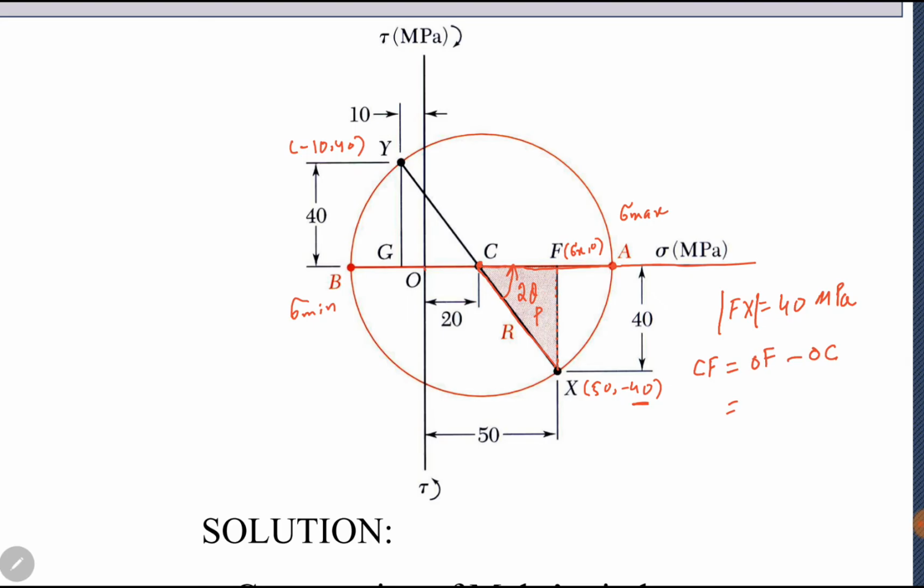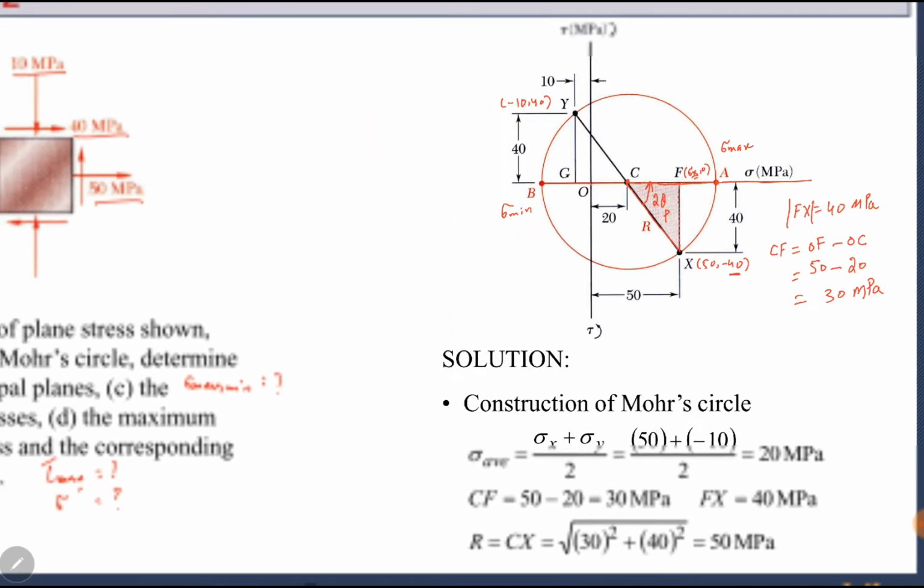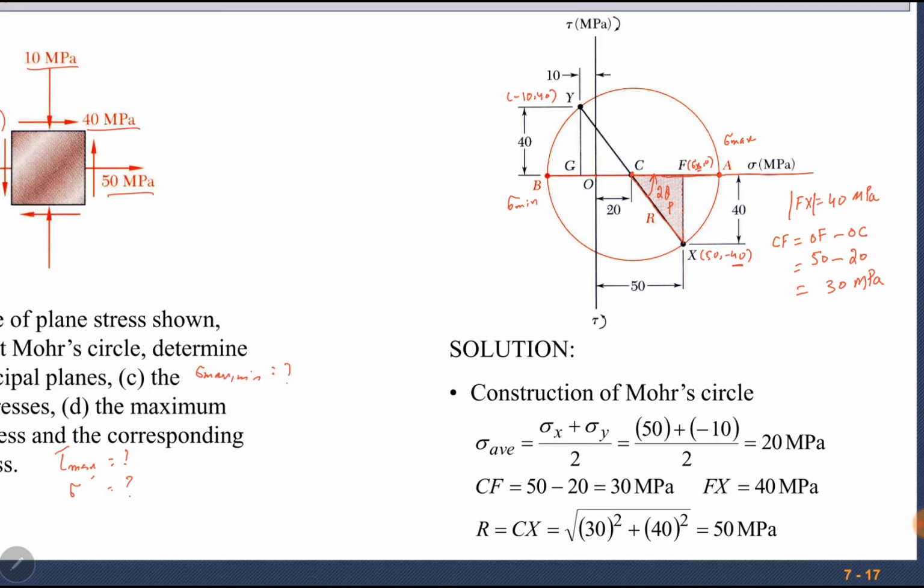OF here is equal to sigma x. Sigma x is 50, and OC is sigma average. Sigma average is sigma x plus sigma y by 2. Sigma x and sigma y are known, so we can calculate it, it is 20 megapascal. So CF becomes 50 minus 20, which is 30 megapascal.